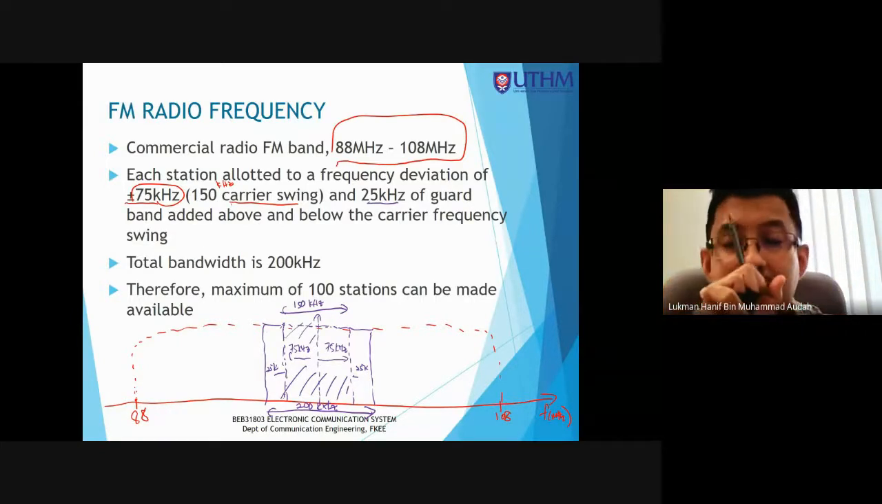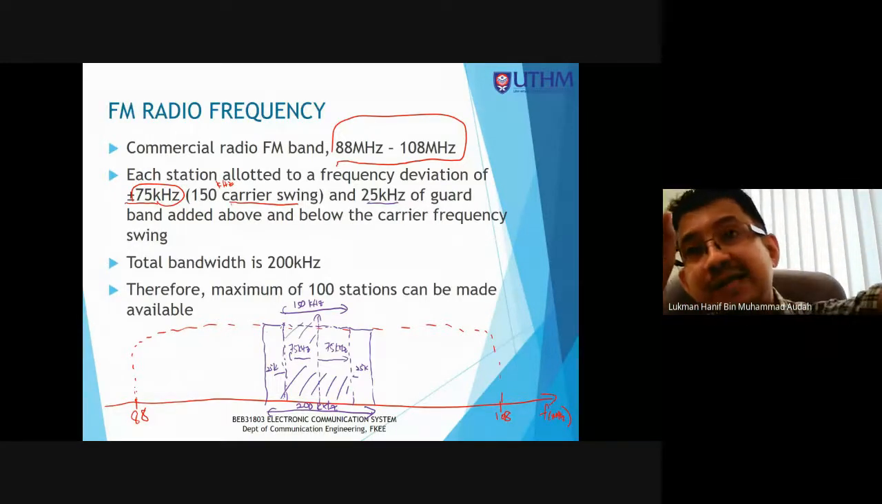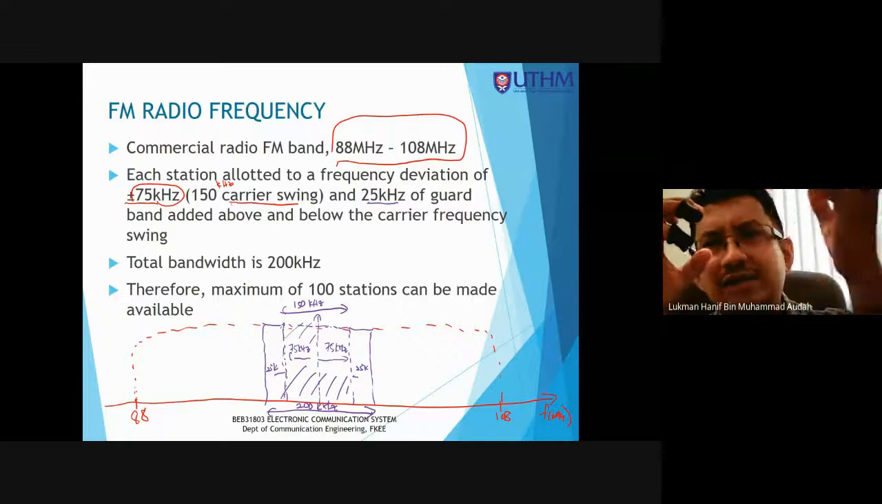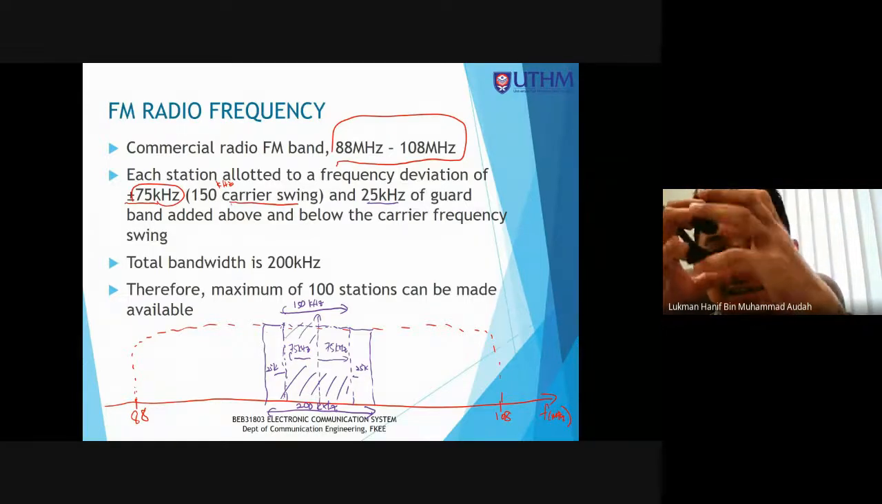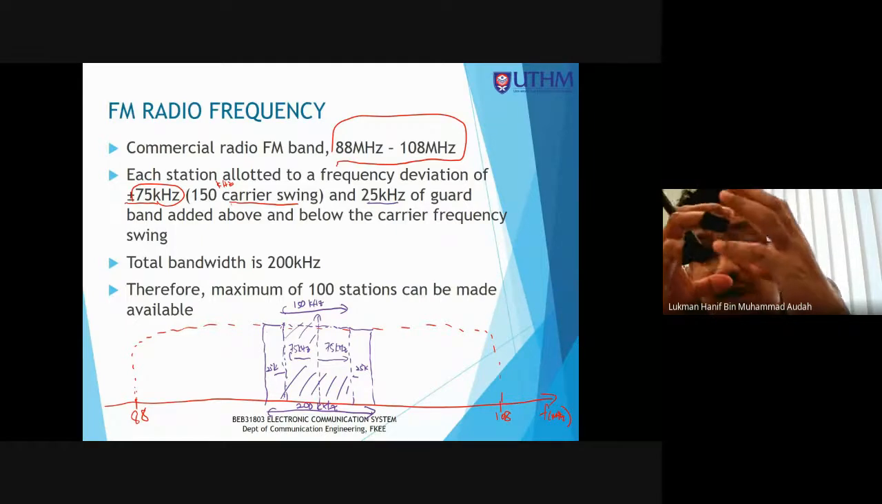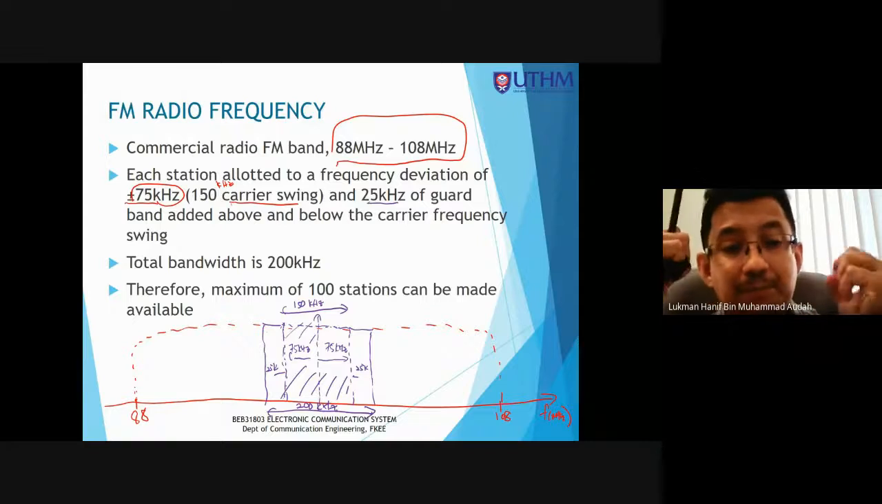Kalau overlap, maka you akan dapat bunyi signal yang bercampur-campur. Kalau you pernah naik kereta, you tune to one radio station, you move to another place, and when you move to another place, you will see that there's an overlapping of one channel with another channel, seperti mixing. You tak boleh nak bezakan, ini macam ada gangguan channel lain. That is when the signal is overlapping.